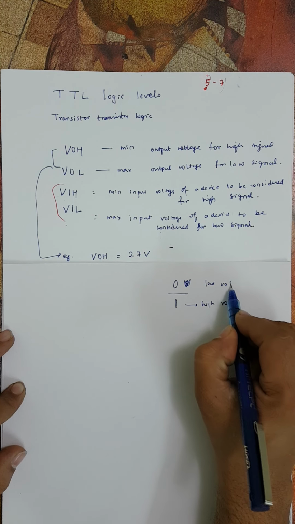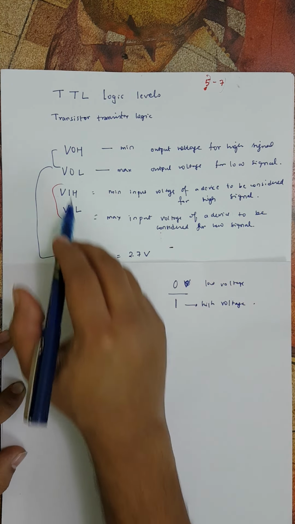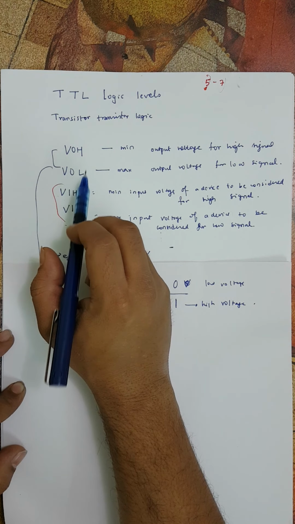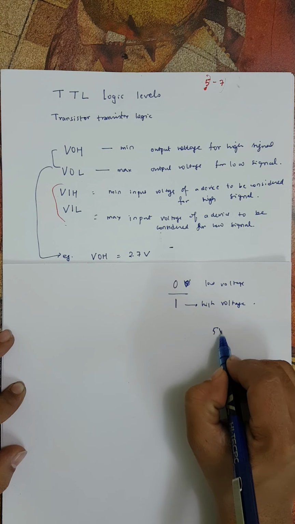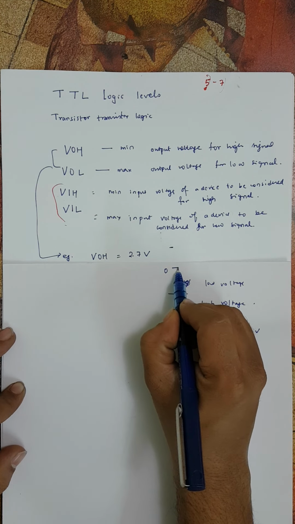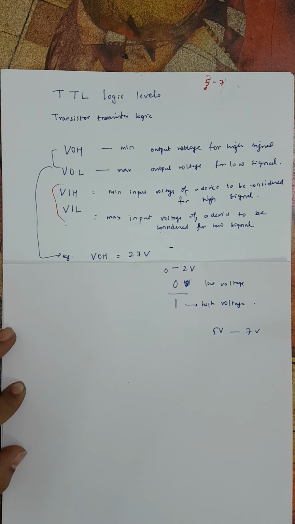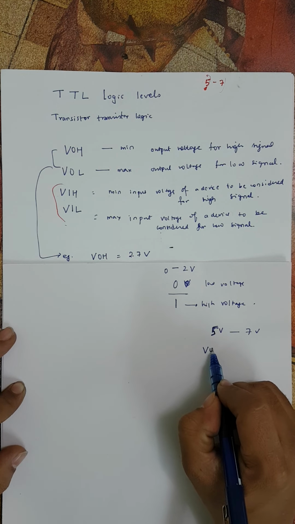Now how low is actually low voltage, and how high is actually high voltage? For that we define two things for the output voltage, which are called VOH and VOL. For example, when we say that the high voltage is from 5 volt to 7 volt and the low voltage is from, let's say, 0 volt to 2 volt, so 0 to 2 is low and 5 to 7 is high, then we say that the lower limit of the high voltage is VOH.